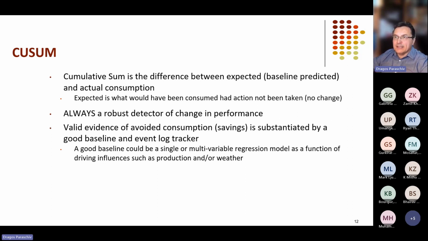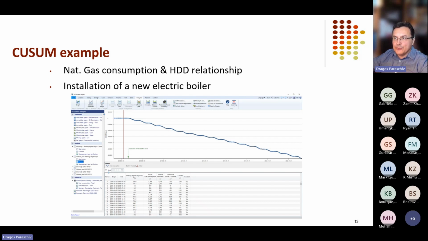In a graphical format, using the baseline for an example here, it shows that for this project, we started to accumulate savings, and it seems on this chart that the savings are fairly consistent over a long period of time.